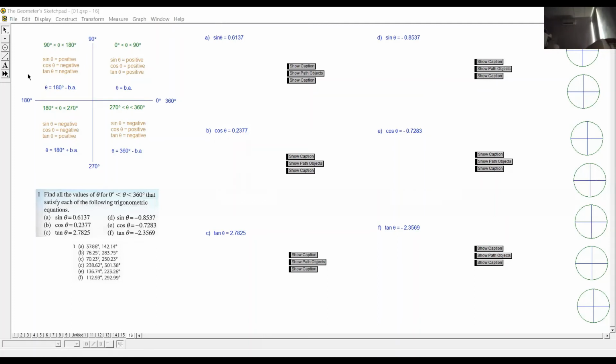I show you the first question here. How should I approach this? You have your calculator with you? Yep. Okay. So the sine theta is 0.6137. Find the basic angle. So you take your calculator, shift sine or arc sine 0.6137. What is the basic angle given by the calculator?